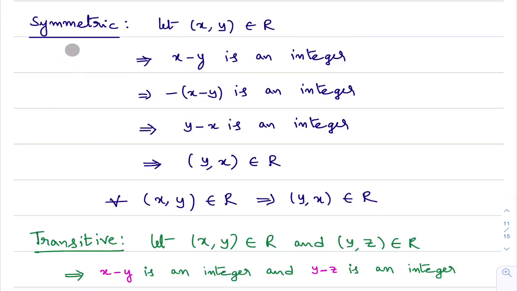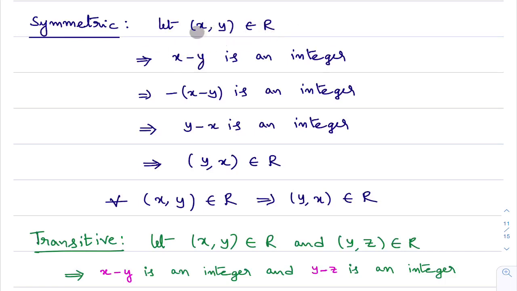Now we will check the symmetric property. What is the symmetric property? You take an ordered pair x comma y in the relation. If y comma x is also present in the relation, then we say that the relation is symmetric. You first consider one ordered pair in the relation.